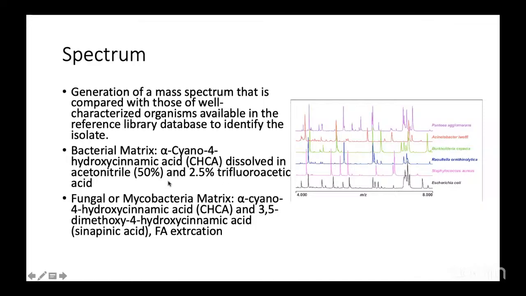But there are two things you should remember here. One is that the bacterial matrix is slightly different chemically from the fungal or the mycobacterial matrix. Understandably, because you need to break down the cell, and the cell wall of fungi and mycobacteria is slightly different from bacteria. So you have alpha-cyano-4-hydroxycinnamic acid, or CHCA. Along with that, you have sinapinic acid for fungal and mycobacteria, whereas for bacteria you have acetonitrile and TFA, that is trifluoroacetic acid. A formic acid extraction step may be required when you are using it for fungi.